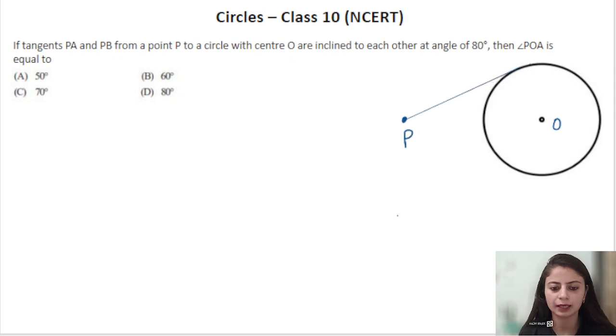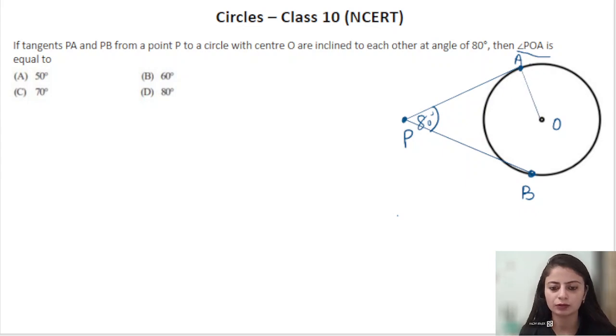So this is my first tangent PA. So A is the point of contact. This is A, and second tangent is PB. Now this is my point of contact B. Now we have to find angle POA. So also this is given that these two tangents are inclined to each other at an angle of 80 degrees. So this angle is 80 degrees. And we have to find angle POA.